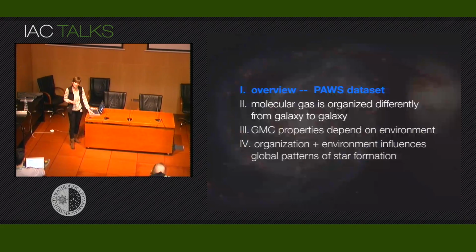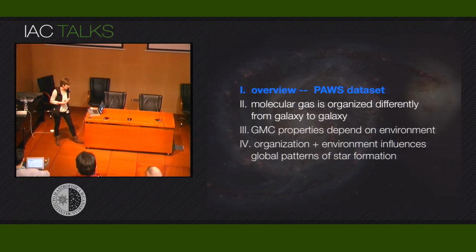I'll show you how molecular gas is organized differently from galaxy to galaxy, and how the properties of the seeds of star formation, the giant molecular clouds, or GMCs, also depend on environment. And then I'll conclude by showing you how all of this wraps up together to give us this picture of how the dynamical environment of a cloud influences its star formation properties.